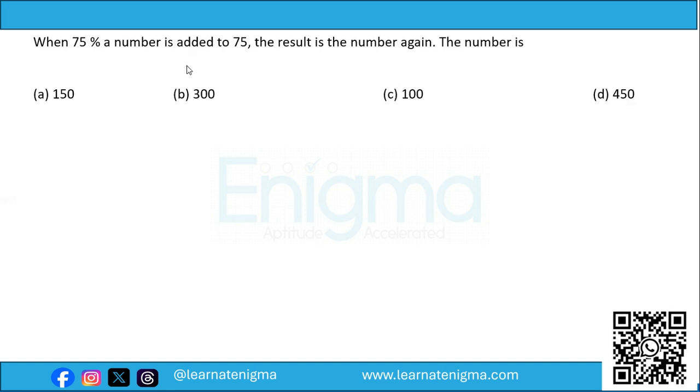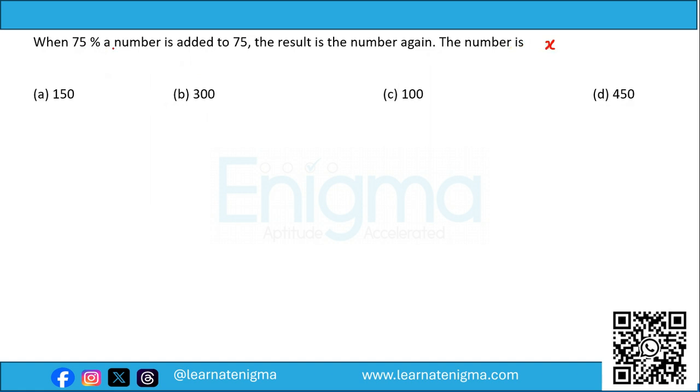When 75% of a number is added to 75, the result is the number again. The number is? Now in such questions, you have to form an equation by reading the data. Let's assume the number as x.